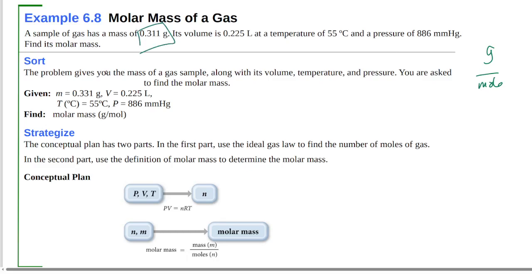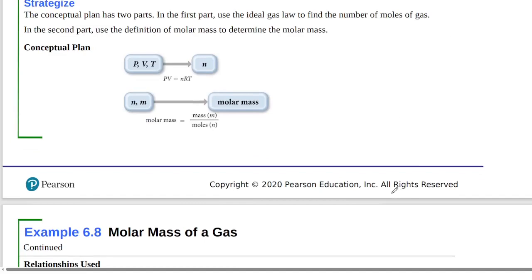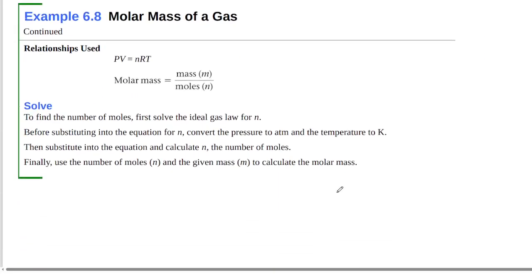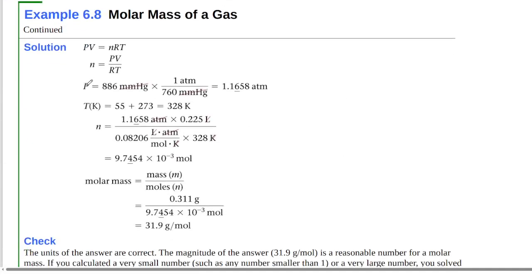Okay, so we need to find the mass and the moles to work this problem. The mass was given, and we can use the gas law formula to find the moles. First we need to make sure that everything is in the proper units to work the problem, so we're going to convert all of the units. The pressure from 886 to atmospheres is 1.1658 atmospheres. The temperature is 55 plus 273. That gives us 328 Kelvin.